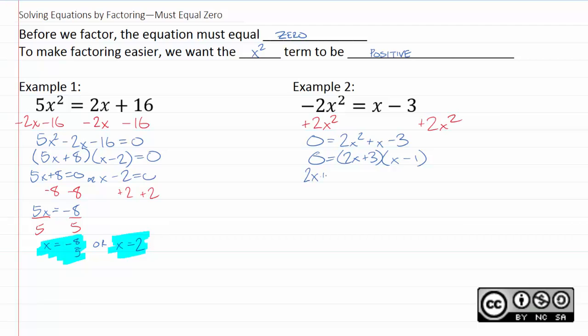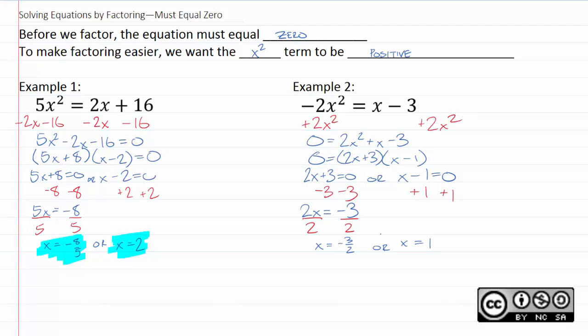Again, we're just going to use the zero product property here. So we'll have 2x plus 3 equals 0, or x minus 1 equals 0. If 2x plus 3 equals 0, I'll subtract 3. I get 2x equals negative 3. I'll divide by 2, and x equals negative 3/2. If x minus 1 equals 0, I'll simply add 1 to both sides, and x will equal 1.